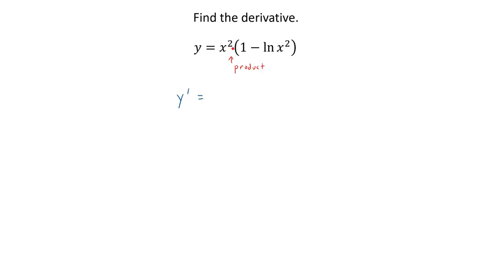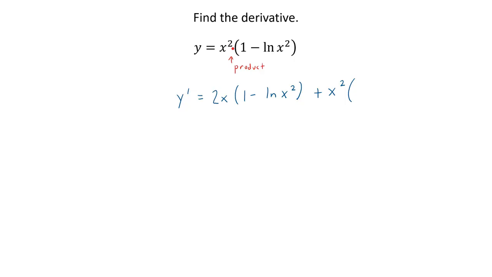The derivative of the first factor, x squared, is 2x, and we multiply that times the second factor, 1 minus ln x squared. And we add to that the derivative of the second factor times the first factor. The first factor is x squared, and the second factor contains two terms, 1 and minus ln x squared. The derivative of the first term, 1, is 0. So that only leaves us having to differentiate minus ln x squared.